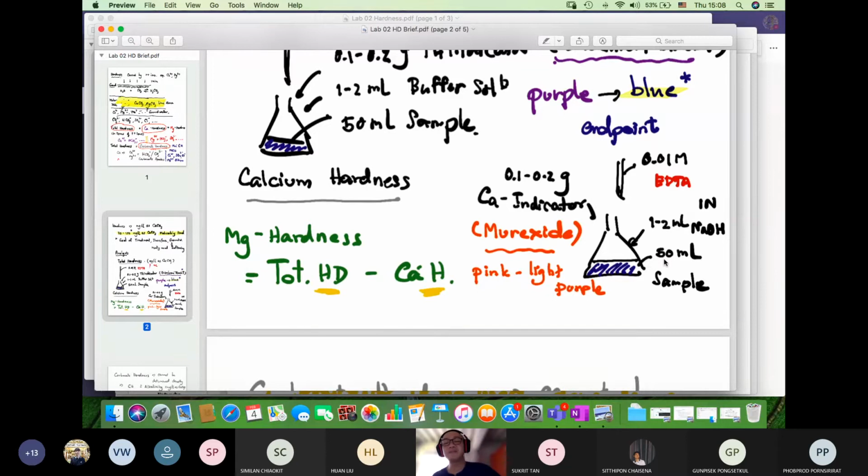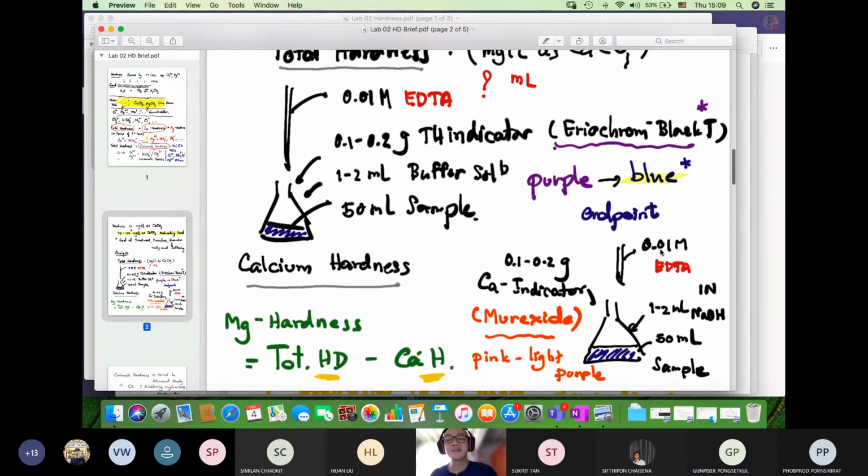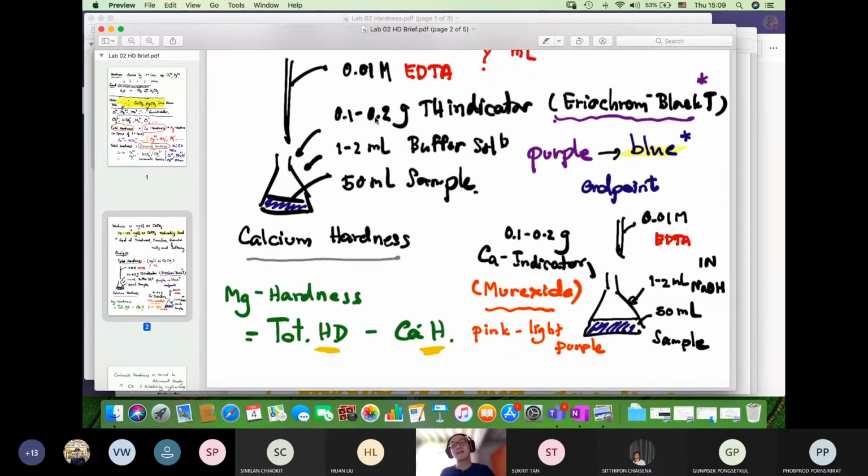Okay, first we need to add 50 ml of the sample, then 1 to 2 ml of sodium hydroxide, 1 normal sodium hydroxide, and then we add the calcium indicator. For this calcium indicator, we add just 0.1 or 0.2 grams. So just a very small amount. Then again, we titrate against the 0.01 EDTA. So this one is similar to this one. So the titrant for these two cases is the same. Okay, calcium hardness and the magnesium hardness.